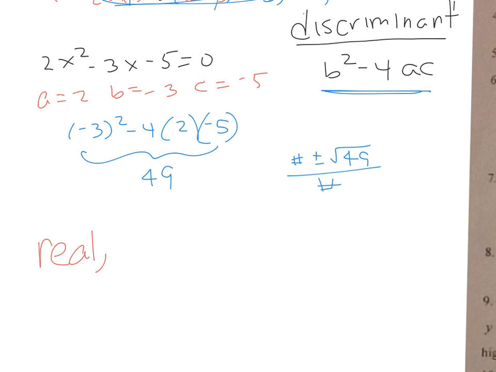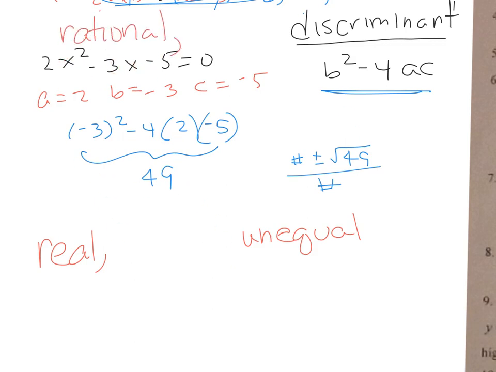Now you're going to say to yourself, is it rational or irrational? If you can take the square root of this number, then that's a rational number. Right? The square root of 49 is 7. And will they be equal or unequal? So remember, I just said you could take the square root of 49. It's 7. So think about it. You have a number plus 7, a number minus 7. You're going to get two different numbers. Those are going to be unequal. So my roots are real, rational, and they are unequal.